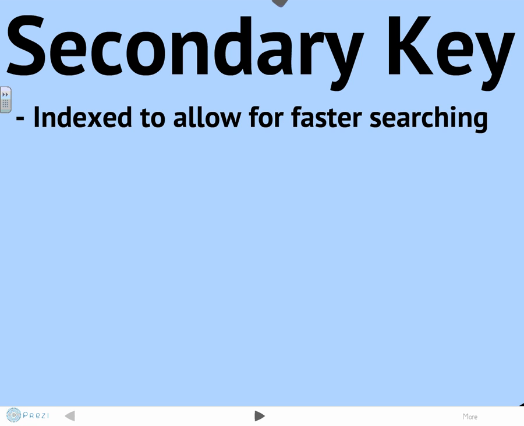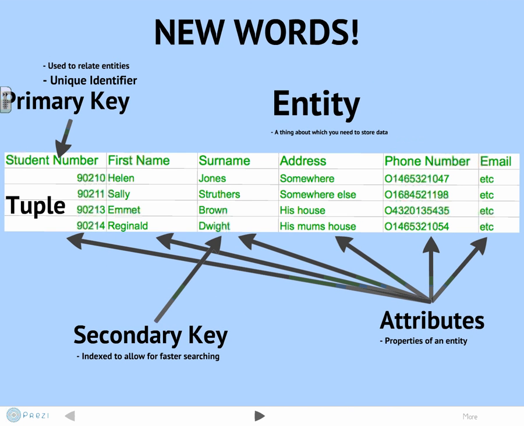I'll come back later. But yeah, so a secondary key is indexed to allow for faster searching, and there's loads of stuff on indexing. If you want to know more about what the word indexing means, then that's a little bit more detail. If you're not bothered, then it just means optimized for searching. So that's it. That's a significant chunk of what you need to know to answer. Yeah, there's a good like 10 marks or so.